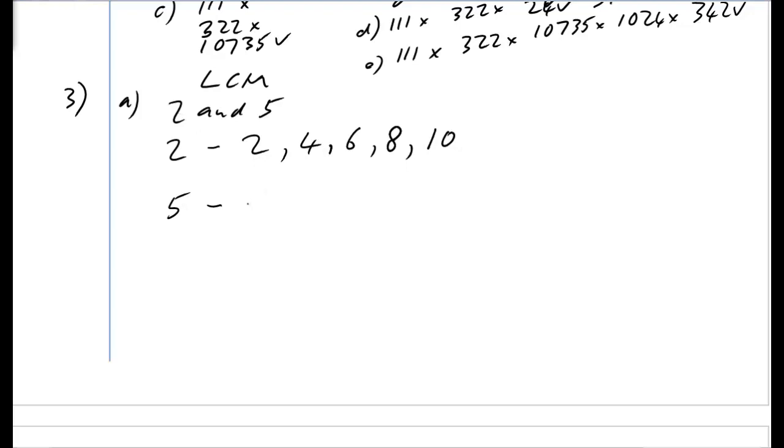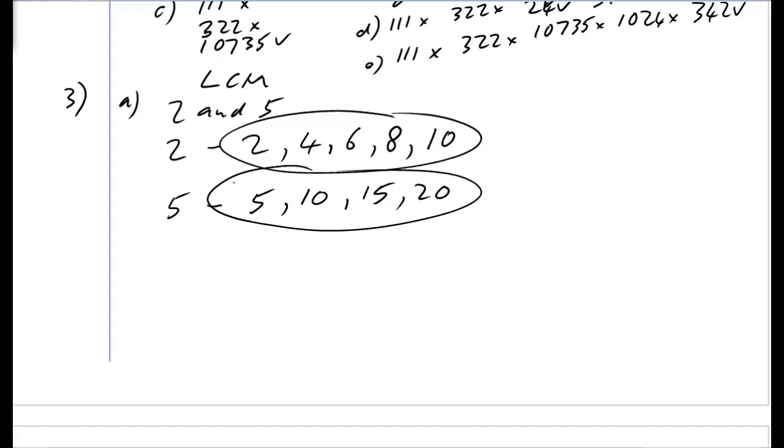What about the multiples of 5? Okay, there's 5. 1 lot of 5 is 5. 2 lots of 5 is 10. 3 lots of 5 is 15. 4 lots of 5 is 20. Now, have a look at those ones and have a look at these ones. These are the multiples of 2. These are the multiples of 5. What's the smallest number that's common between the multiples of 2 and the multiples of 5? Have a look. There it is there. 10. 10 is the lowest common multiple of 2 and 5.